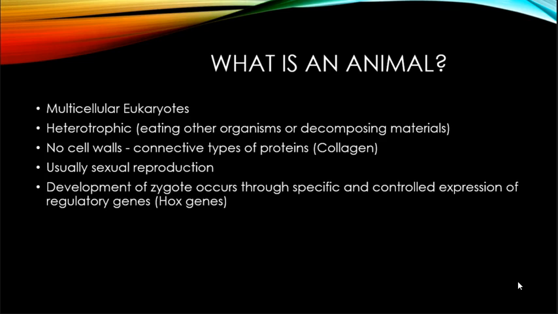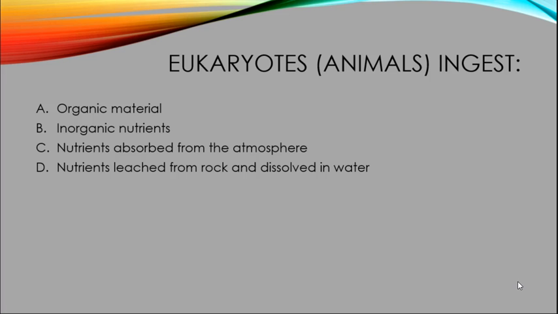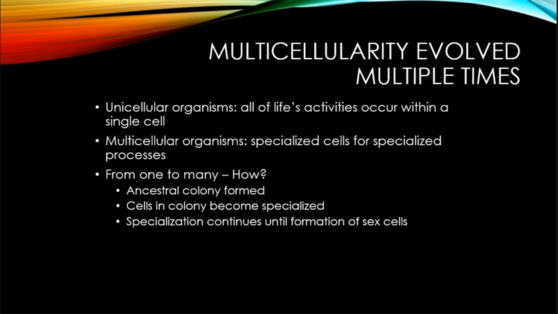But this is where we start talking about differentiation and specialization. Okay, so eukaryotic animals ingest organic material, inorganic nutrients, nutrients absorbed from the atmosphere, nutrients leached from rock and dissolved in water. Well, I'm just going to tell you right up front, it's organic material. Animals eat stuff, right? Inorganic nutrients and nutrients leached from rock and dissolved in water, that's going to be plants, right? If we're talking about eukaryotes. And some nutrients can be absorbed from the atmosphere. You're talking about some fungi, okay, things like that.